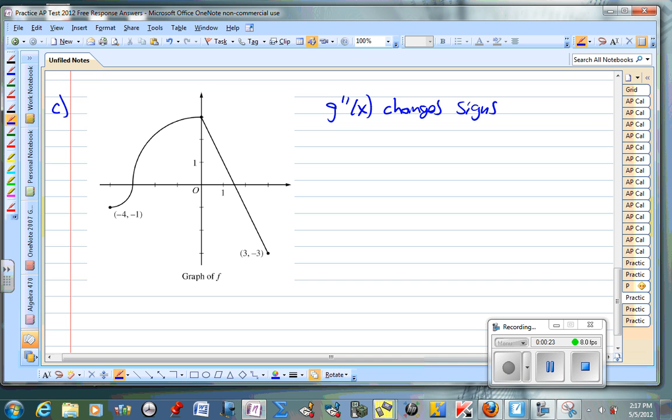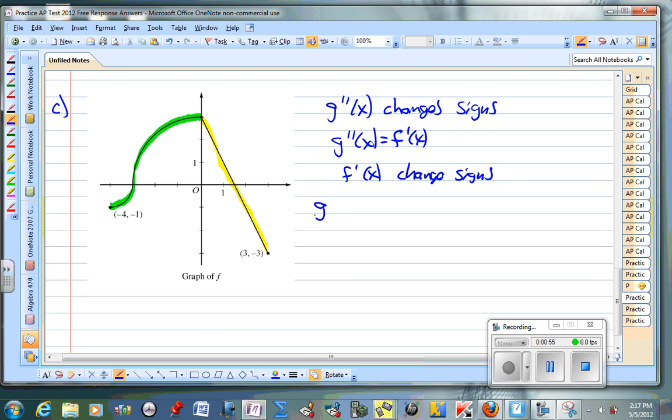Now remember from our legend, g prime prime of x equals f prime of x. So really we're looking at a graph to see when does f prime of x change signs. Well, we can tell that f prime is positive for one region and f prime is negative for another region. So it looks like f prime changes signs at x equals 0.